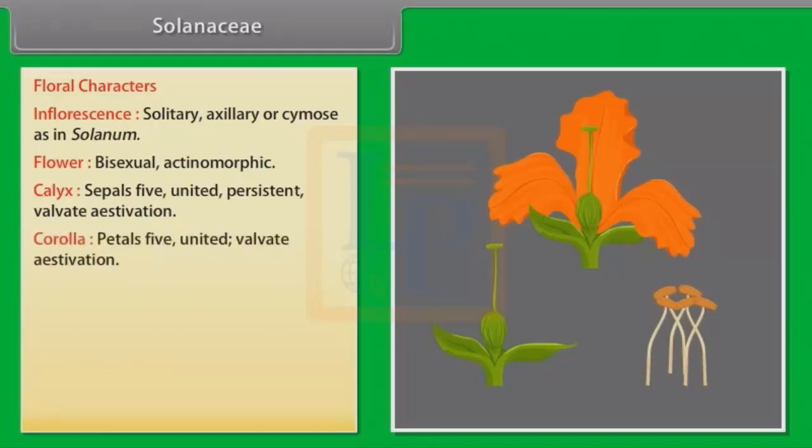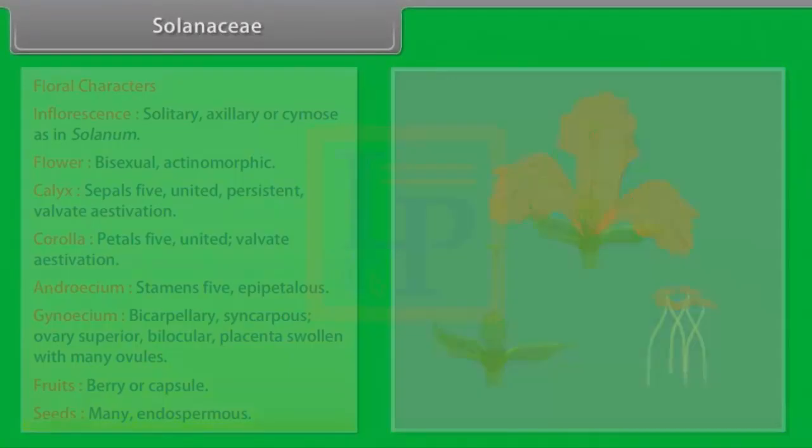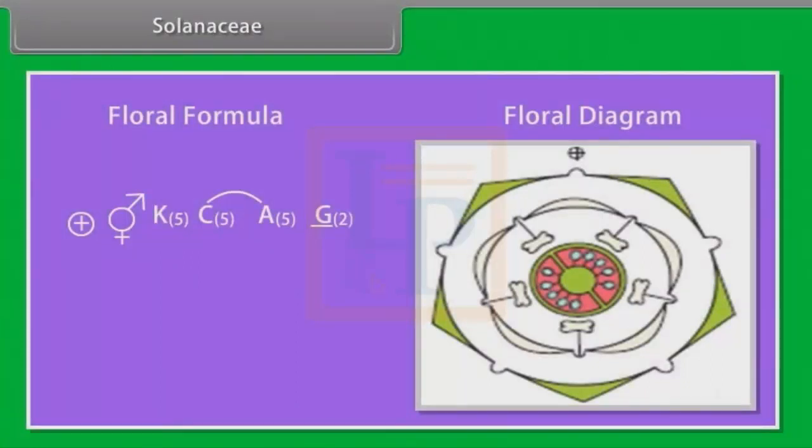Corolla petals 5, united, valvate aestivation. Androecium stamens 5, epipetalous. Gynoecium bicarpellary, syncarpous, ovary superior, bilocular, placenta swollen with many ovules. Fruit berry or capsule. Seeds many, endospermous. Floral formula is, and this is the floral diagram.